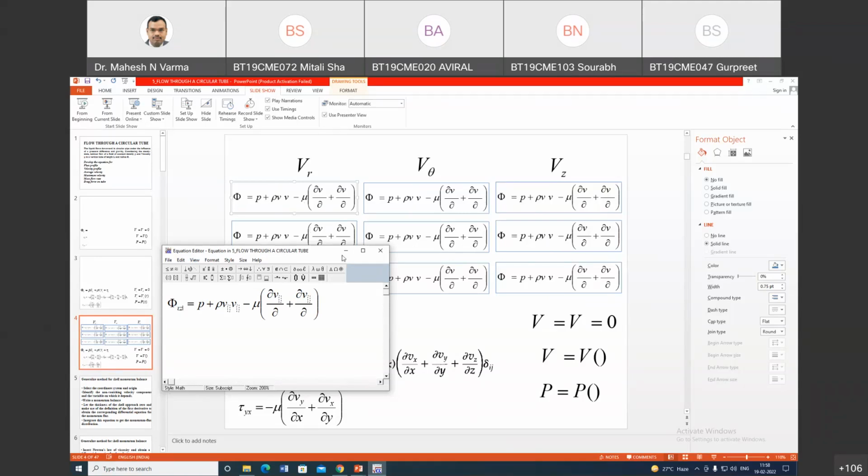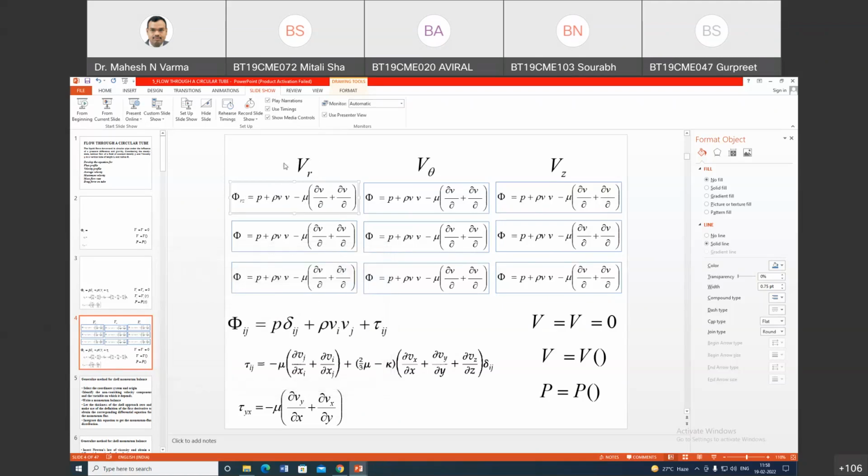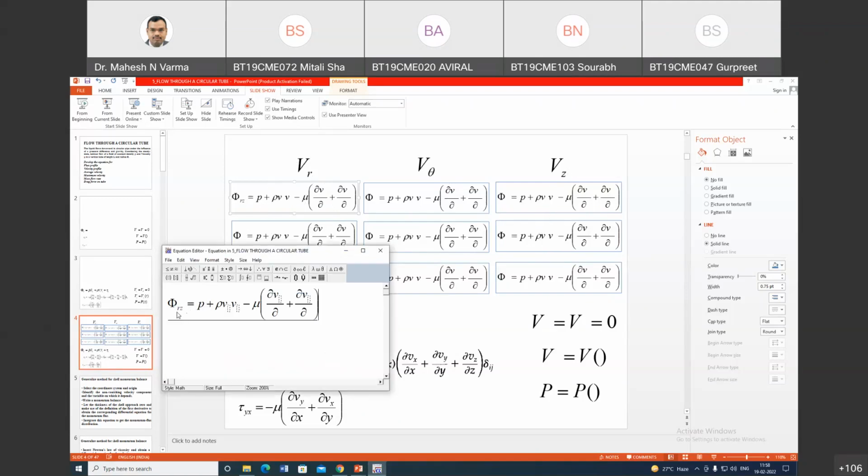So this will be momentum in the R direction, this will be momentum in the theta direction, and this will be momentum in the Z direction. So what does the first suffix indicate? Sir, phi RZ indicates the transfer of Z momentum in the R direction.